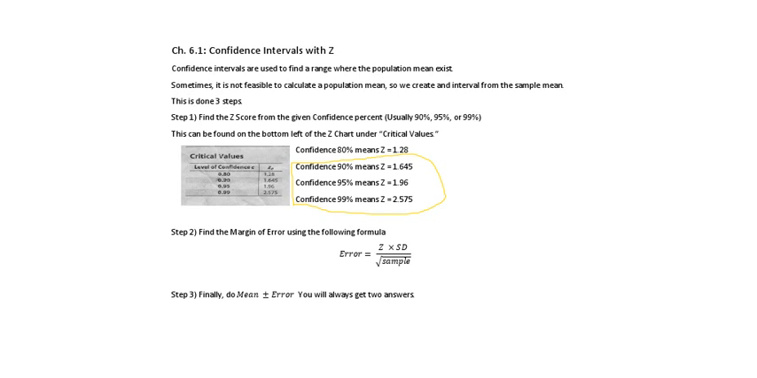Once you have that, the next step is to find error using z-score times standard deviation divided by square root of sample size. And by the way, standard deviation and sample size must be given. And then step 3 is to do mean minus error and mean plus error. That's how you get your two numbers. And mean has to be given. But as always, it's always easier to show than it is to explain. So let's do some examples together.